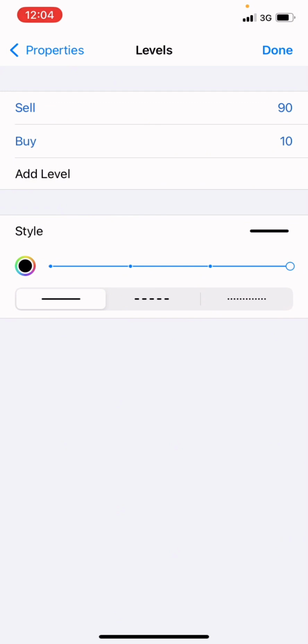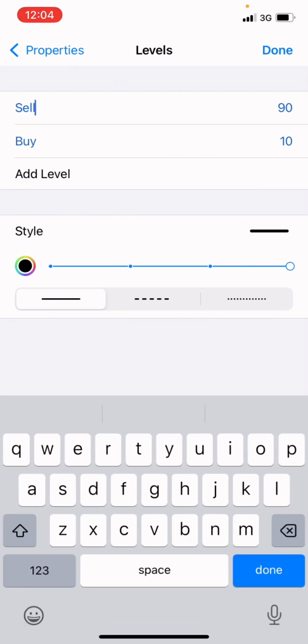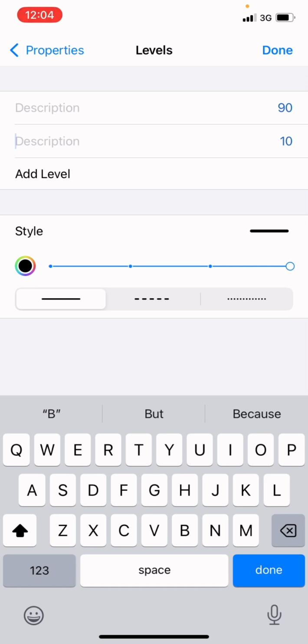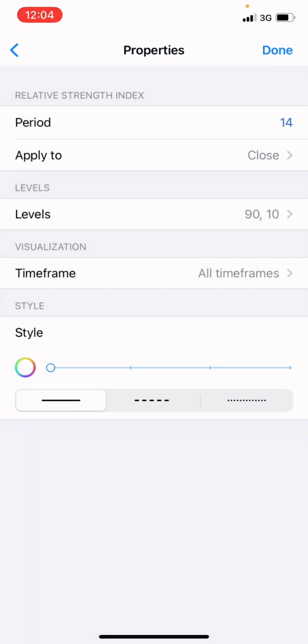Ignore this description. Do not add sell right here. Do not add buy. Just put 90 and 10 for the description. For the style, 4 pixels, color black, then for the style on 1 pixels, color white, the color of your screen.